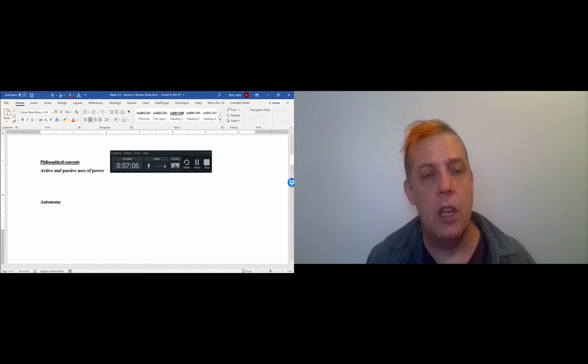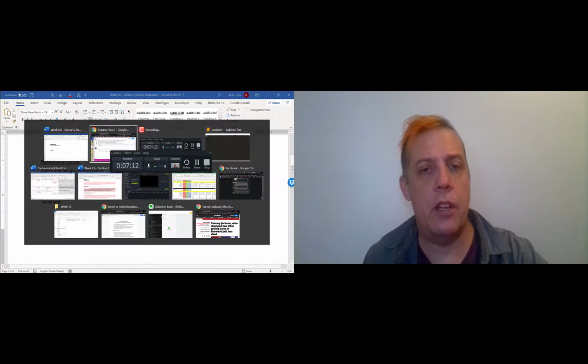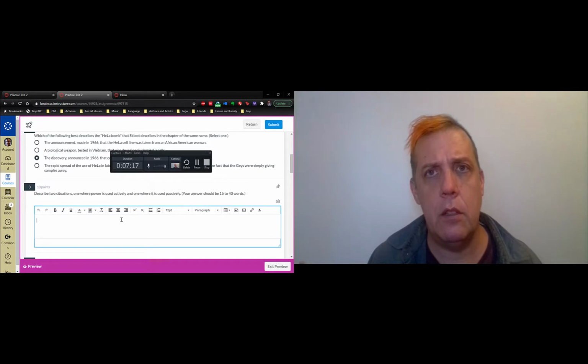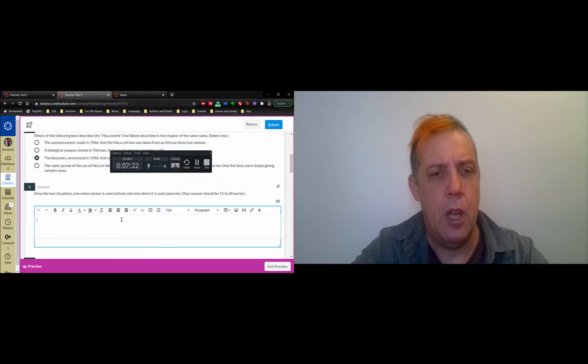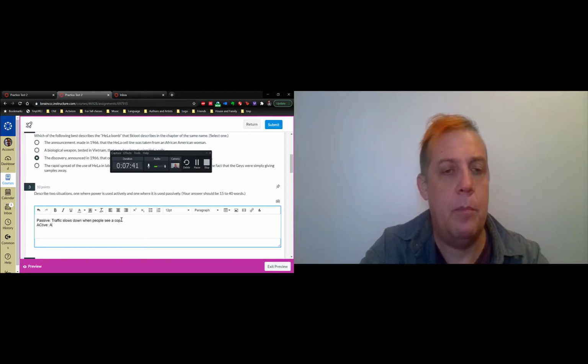Well, in any case, in the discussion of testimonial injustice, Fricker talks about active and passive uses of power, and she gives just a simple example here. She says a traffic warden. I bet she's British or something, but we'll just use a traffic cop. Passive: traffic slows down when people see a cop. Active: a policeman actually writes a ticket.